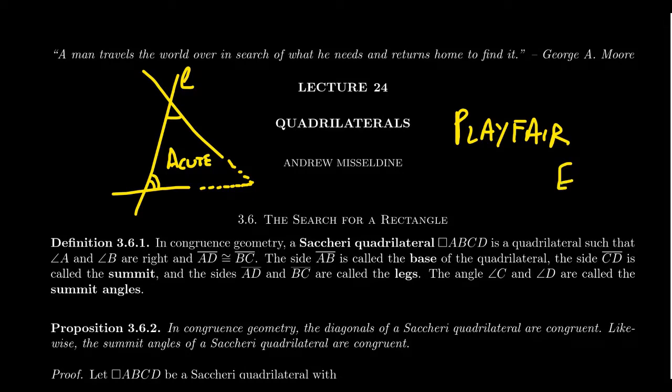Now, Playfair's version of EPP is logically equivalent to Euclid's fifth postulate in the realm of neutral geometry. So while this is our version of the Euclidean parallel postulate, for centuries geometers were trying to prove Euclid's fifth as a theorem of neutral geometry. Because if you get this one, you get that one, and vice versa. It doesn't matter because they are logically equivalent to each other.